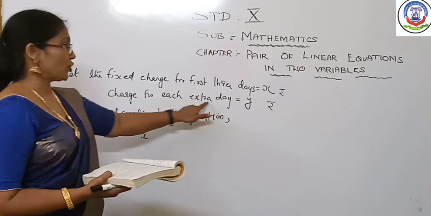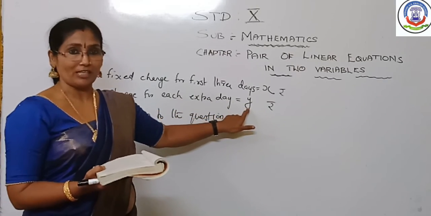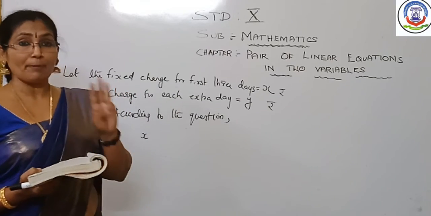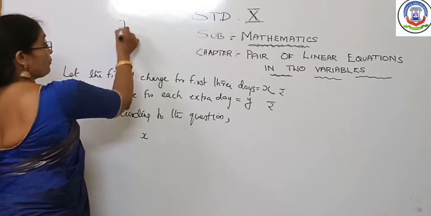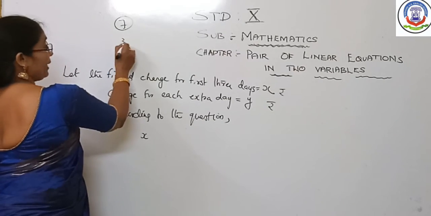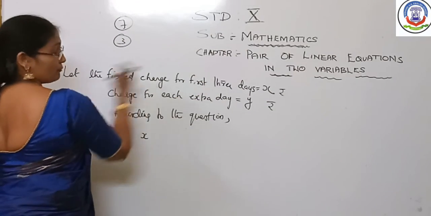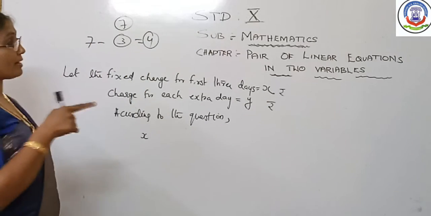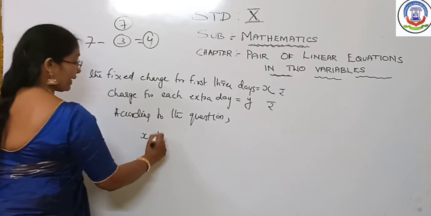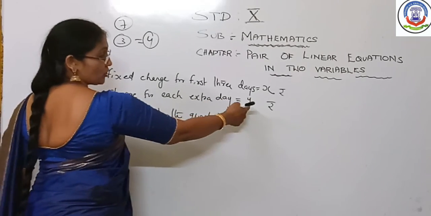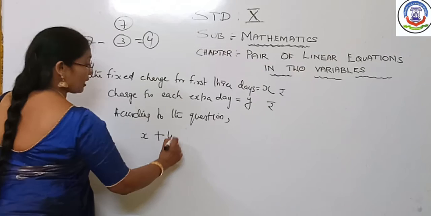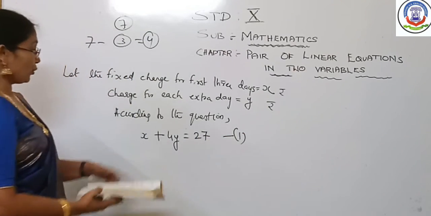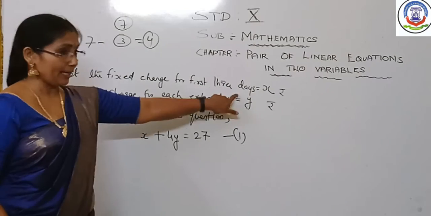But for the remaining days she has to give charges for each day. How many days has she kept extra? 7 minus 3, that means 4 days. Total days she kept was 7, and 3 days fixed charge. 7 minus 3, she kept 4 days extra. Therefore, x plus 4 times y rupees, that means x plus 4y equals 27. That is the first equation. I think you clearly understood. x is for the first 3 days.